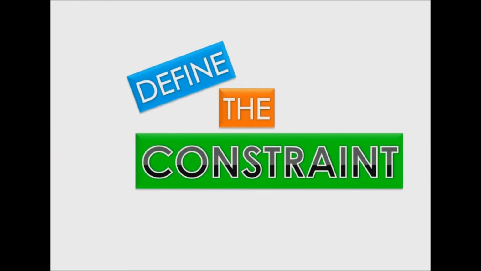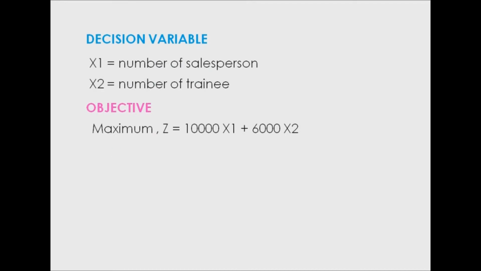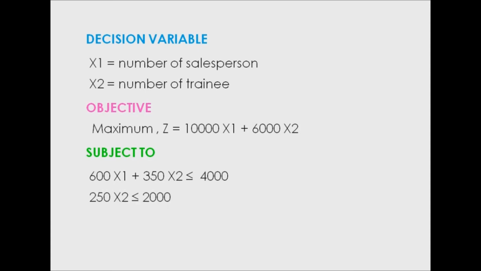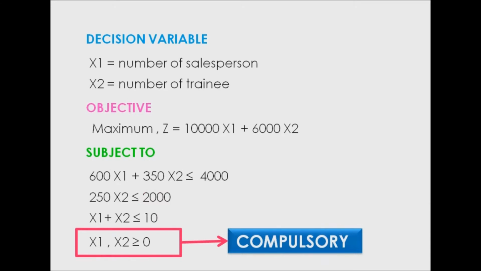Define the constraint. Lastly, the constraints we have to write like this. Subject to 600 X1 + 350 X2 less than or equal to 4,000, 250 X2 less than or equal to 2,000, X1 + X2 less than or equal to 10. And finally, X1, X2 greater than or equal to 0. This expression is compulsory.